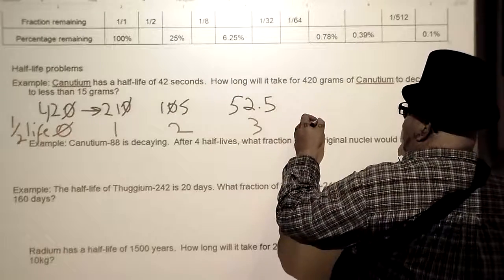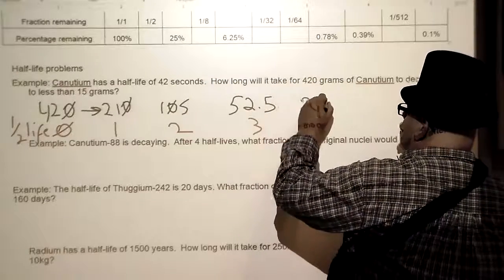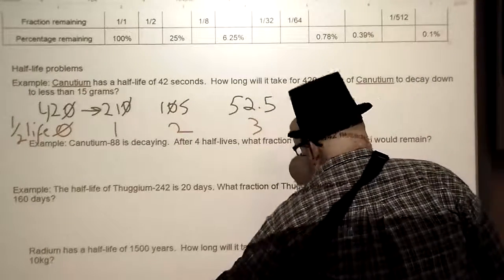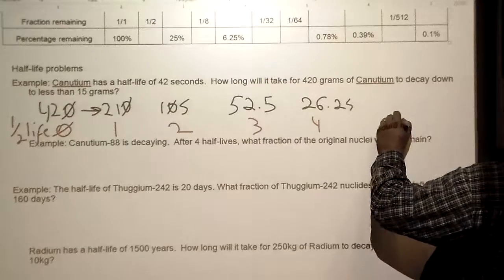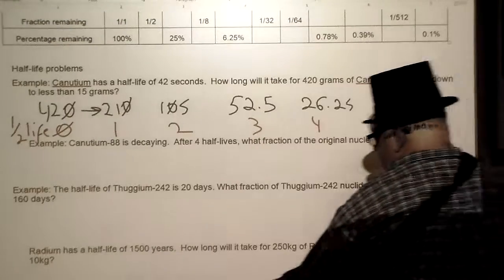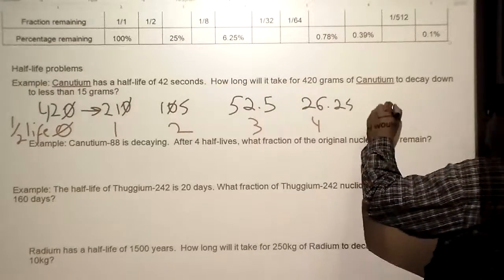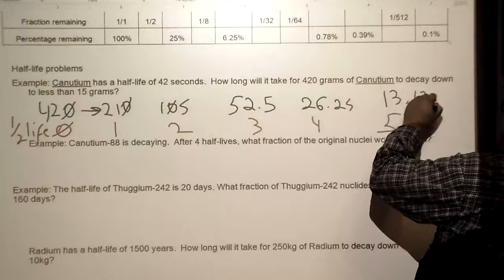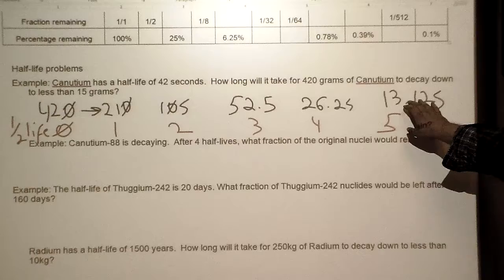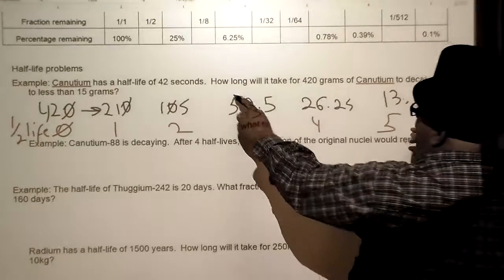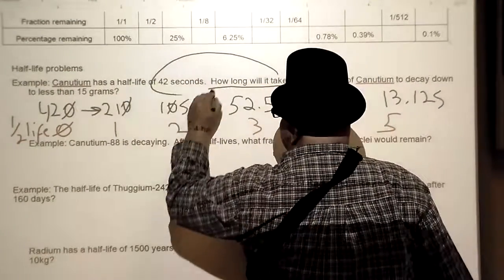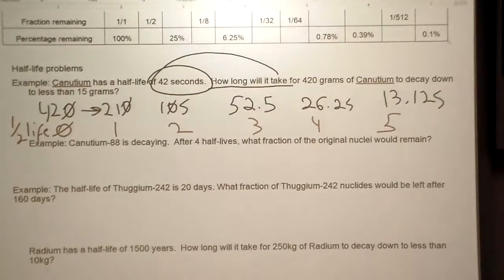52.5, half of that. Let's see. You can say 26.25. And then we can go to the fifth half-life, right? And half of 26.25 is going to be 13.125. So now we're at less than 15 grams, right? And it's asking how long will it take? So they're asking how many seconds is this going to take?